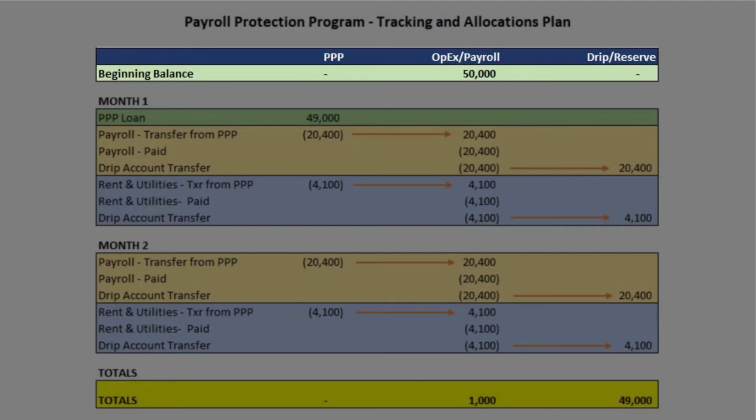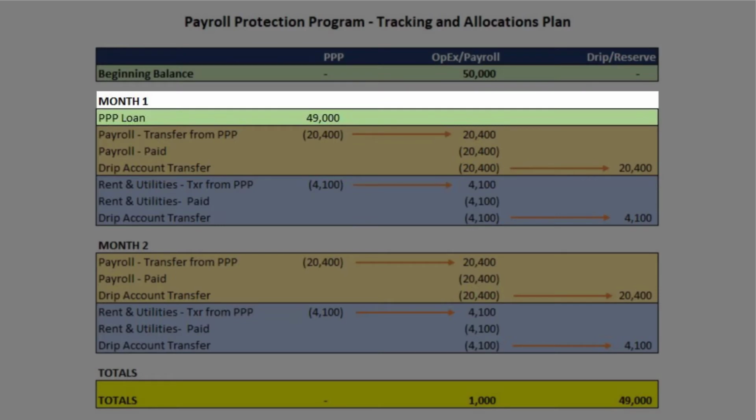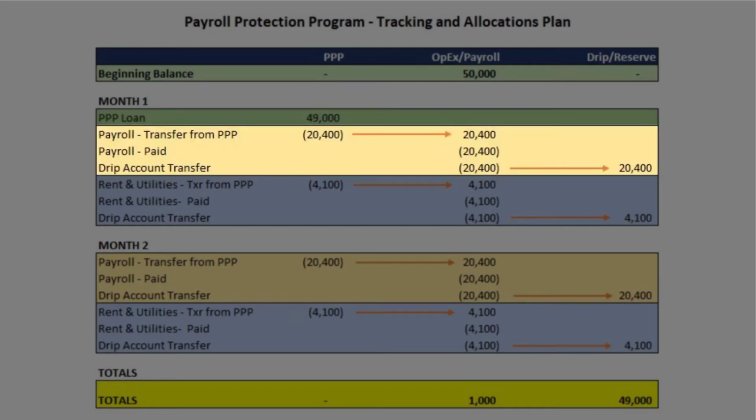So at the beginning of the process, we get our loan funded, and in this case, $49,000 is funded to us. And so we put that in our PPP bank account. Okay, and the next thing we'll see is we'll have a payroll. We calculate our payroll for the month. $20,400 is our total cost of payroll. That would be wages and the employer taxes. So we will transfer $20,400 from the PPP bank account into our operating and payroll account, as you see here. And then we'll process our payroll, which we get paid with that money.